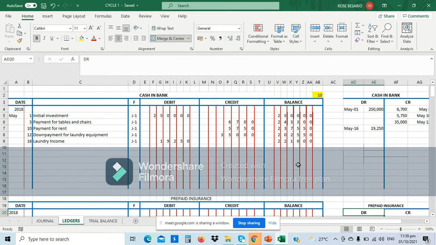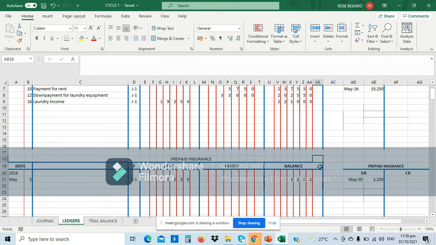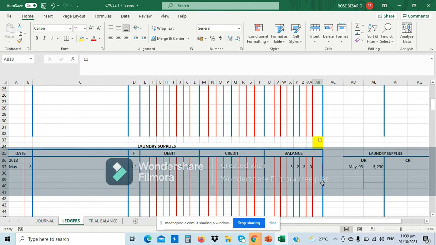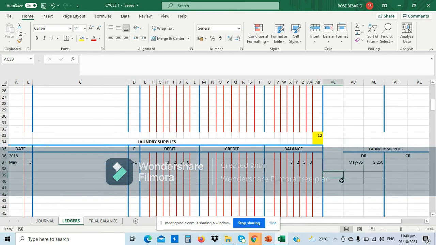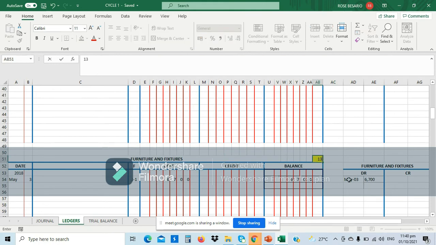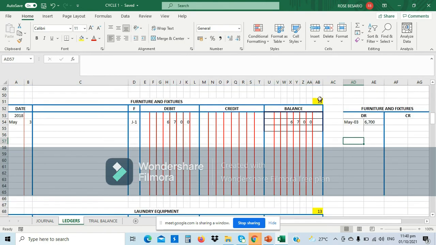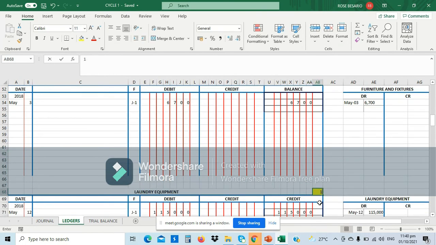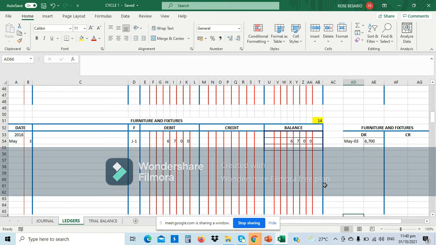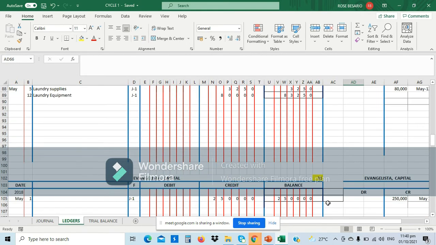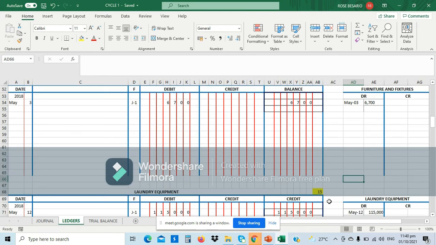Sorry, I need to change the code, no? So this is 11. This is 12. This is now 13. This is 14. This is 15. So there are changes to be made in the coding.